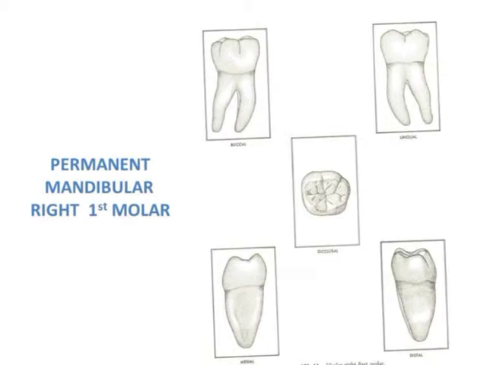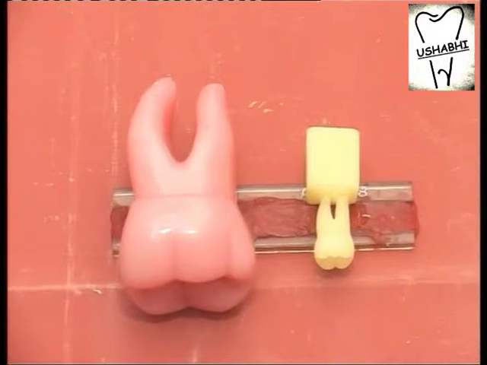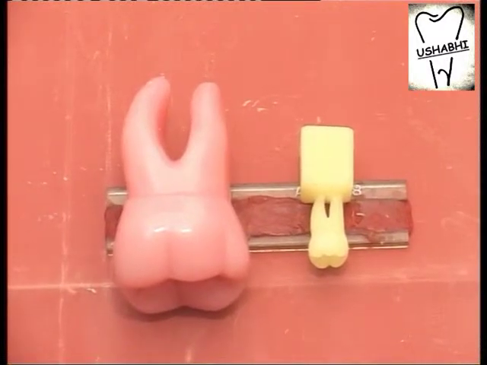Mandibular first molar is the largest tooth in the mandibular arch, and it is the widest tooth both in the maxillary and mandibular arch in a mesiodistal direction. Before embarking on carving of this particular tooth, let us briefly study its morphology.